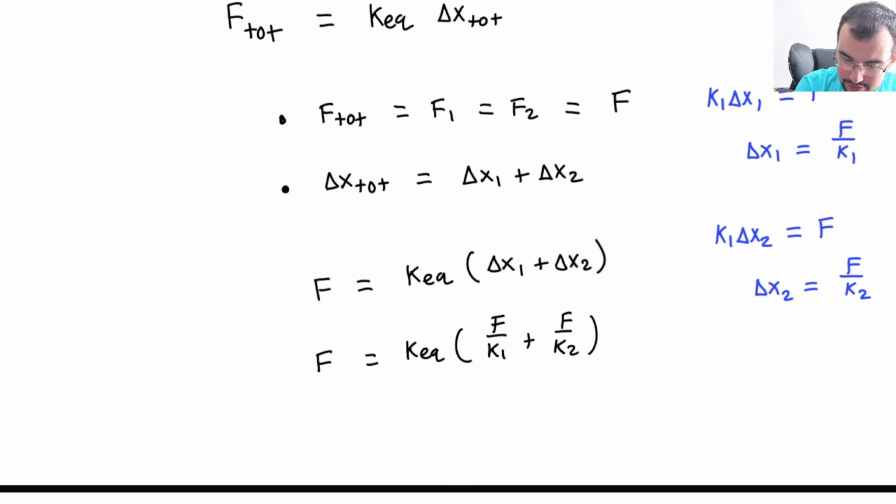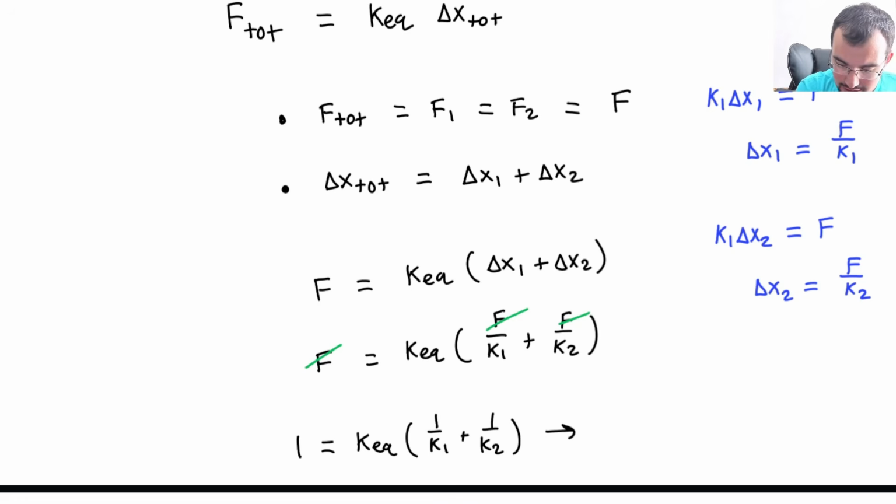And as promised, everybody brought F to the party. I don't know why my canceling was the wrong color there. So we would get 1 equals K_EQ times (1 over K1 plus 1 over K2). So divide both sides by K_EQ and we get the standard series form: 1 over K_EQ is 1 over K1 plus 1 over K2.